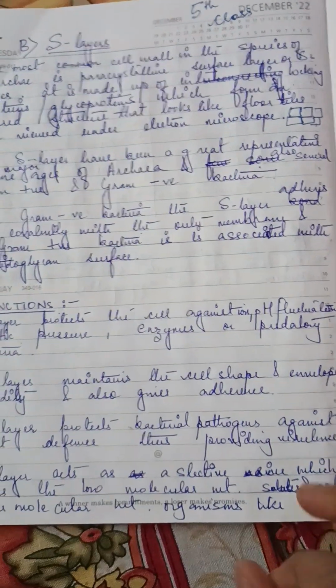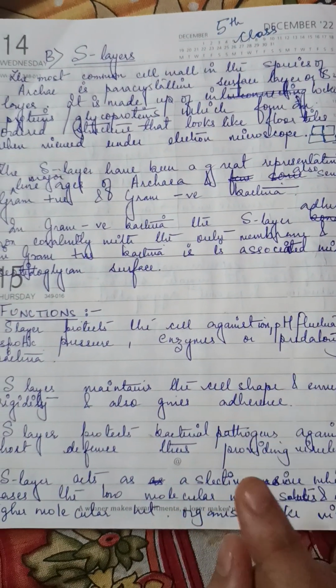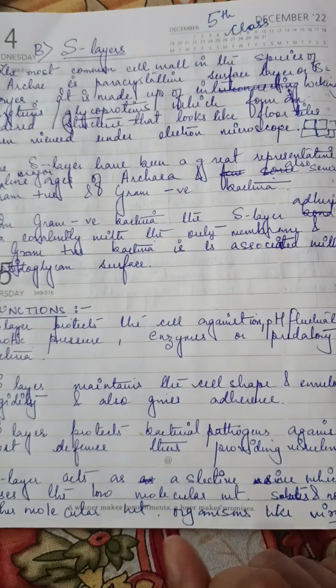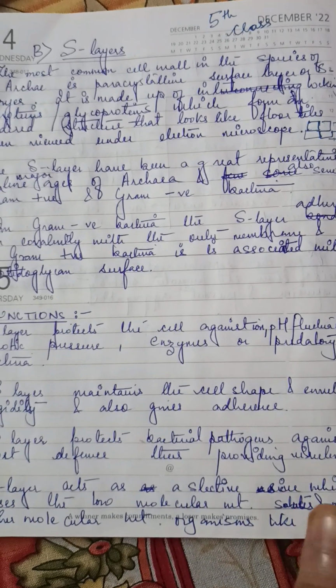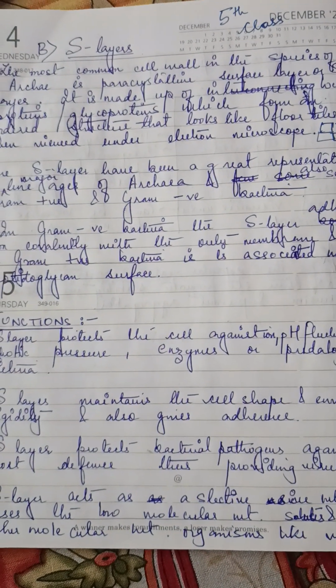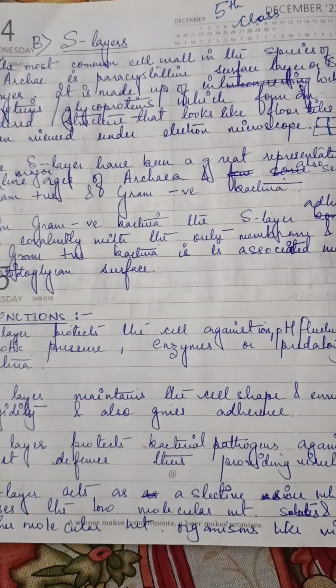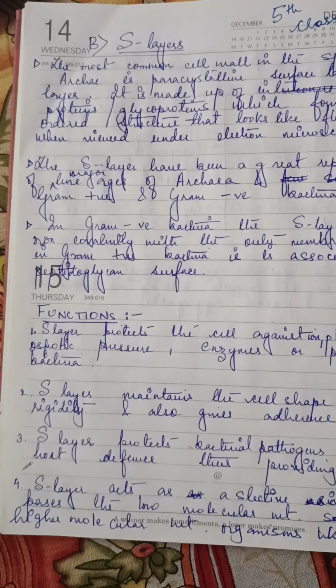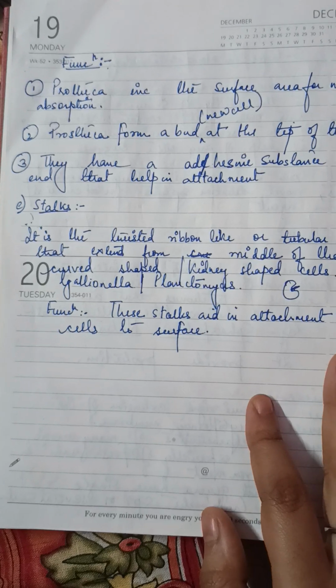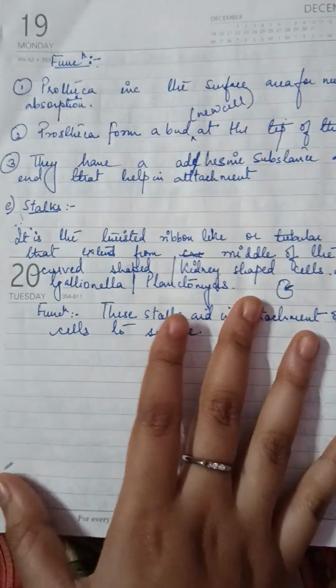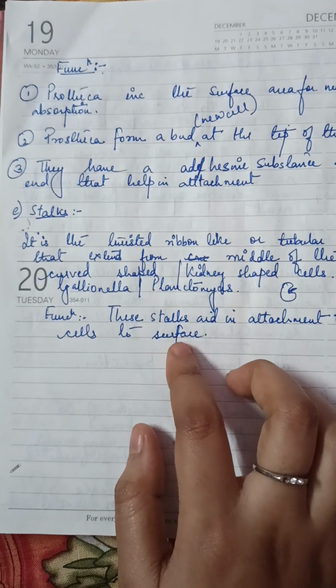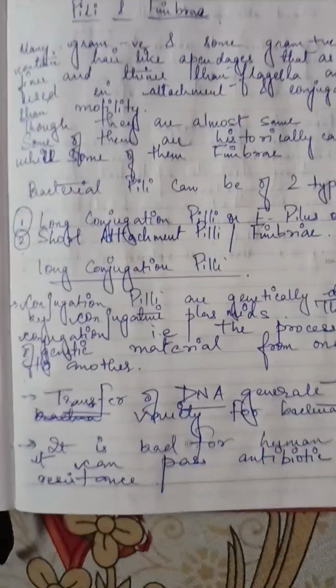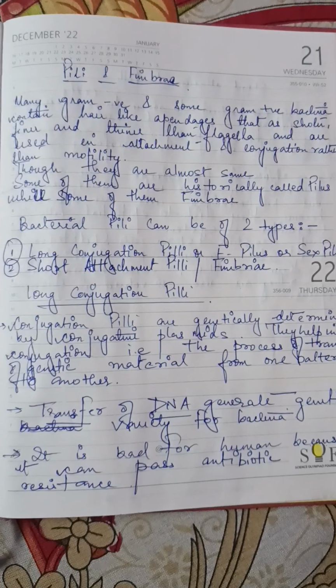So last class we did our fifth class on S layers and their uses and functions. Also we talked about sheath, prostheca, and in the fourth class we talked about capsule, right? And in the fifth class, we talked about stalk. Today is our sixth class and we are going to talk about pili and fimbriae.